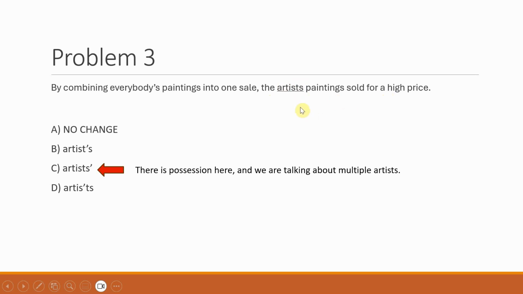So if I have a plural, multiple artists, then to get possession, we put the apostrophe after the S instead of in front of it. So that's why B is wrong. Now, you sometimes might also see something like S apostrophe S. That's not going to be correct either. Notice here they just put it in a nonsensical place.